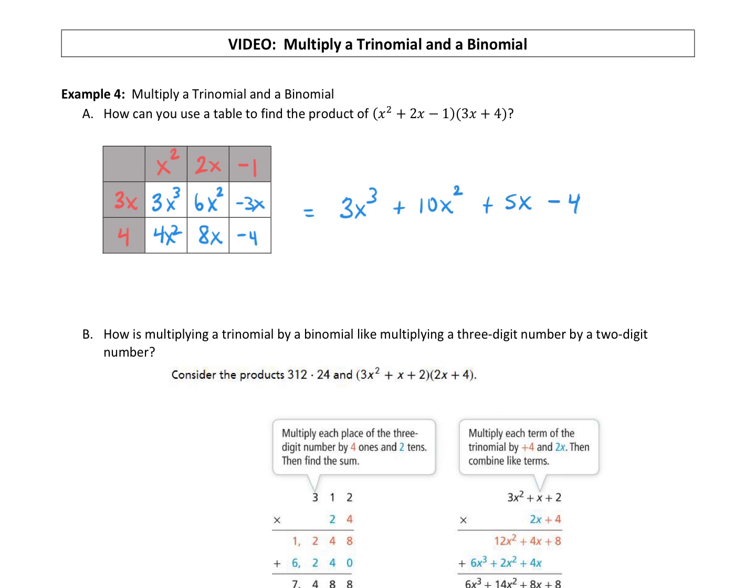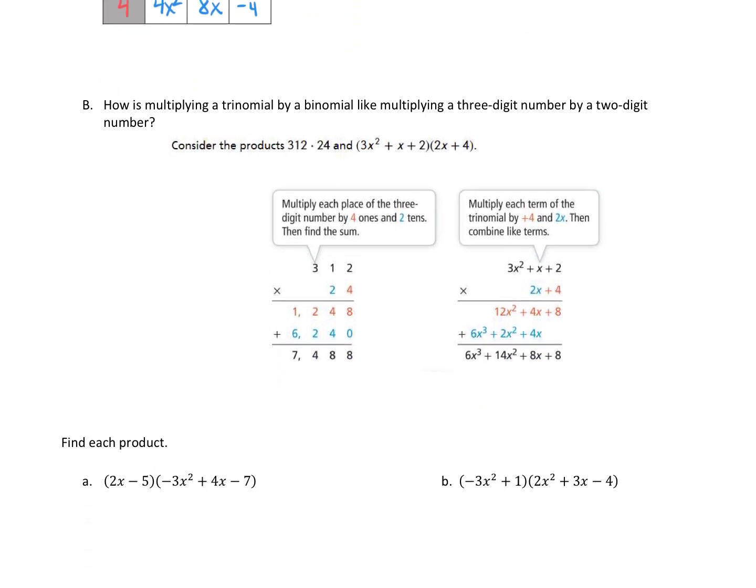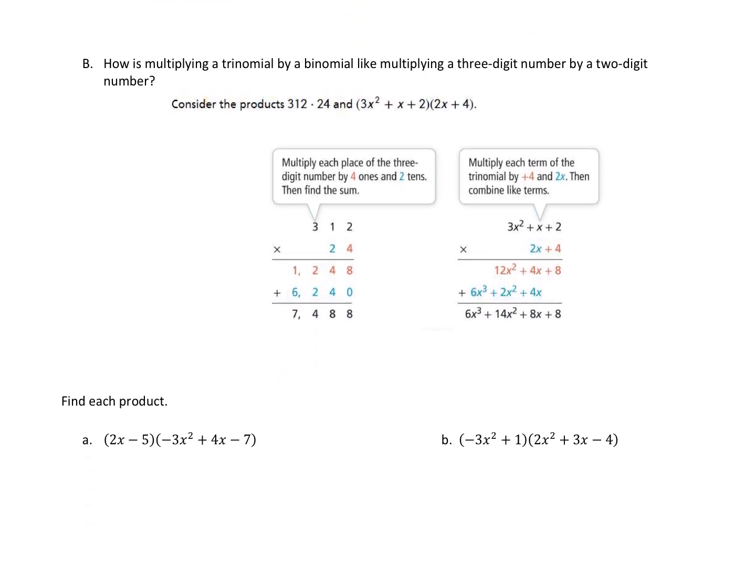So here's the thing with the tables. If you like them, use them. It's a great way to organize your work. I personally, once I get up to multiplying with trinomials, this just feels easier to me. I can see everything I need to fill in. It organizes my work pretty nicely. So you just make that decision for yourself if you like that way of doing your work. All right, moving on to part B.